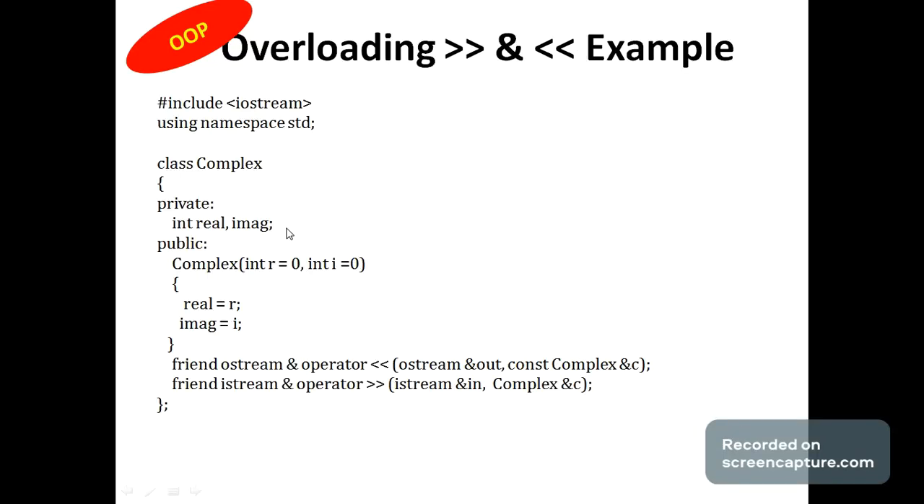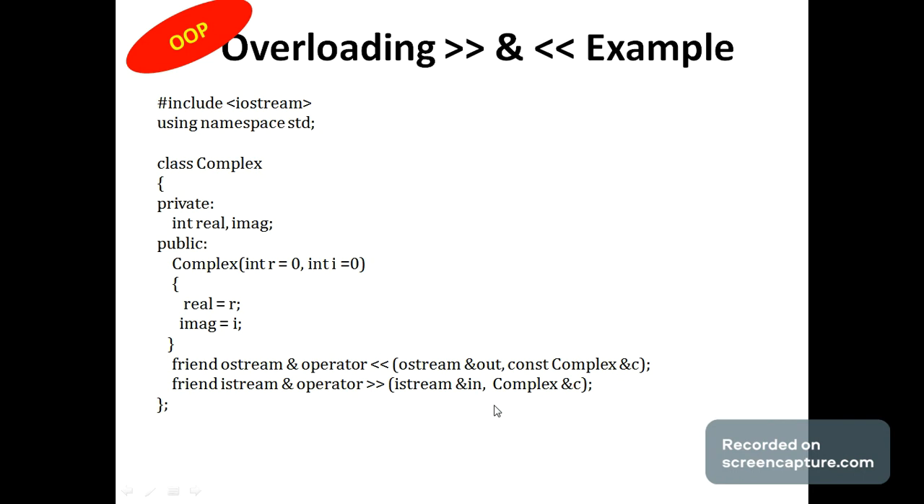We'll see an example. Here I'm creating a class Complex with real and imaginary as my data members. I have a constructor which is assigning the real and imaginary values, and I'm having two functions, istream and ostream. Both are overloaded with the help of a friend function. Here I'm taking a complex object as my class is Complex.